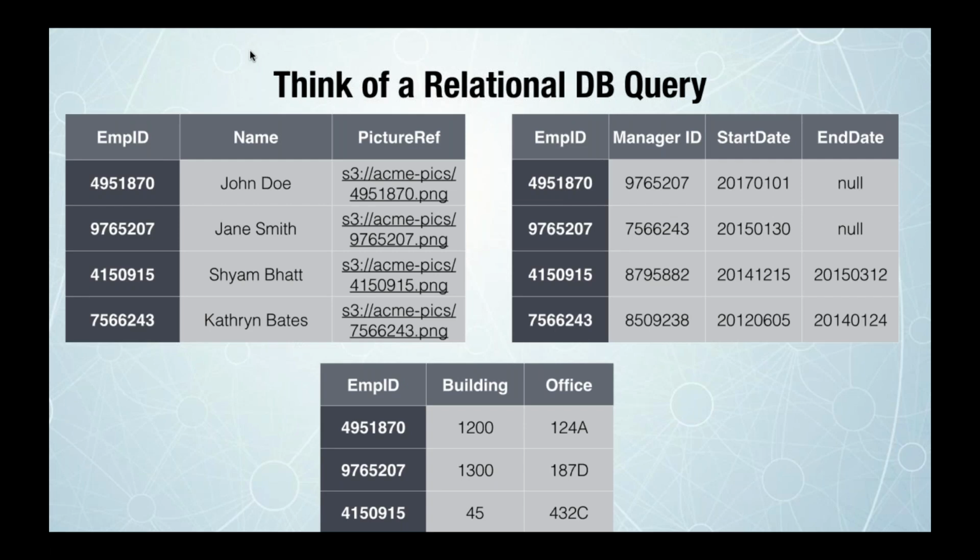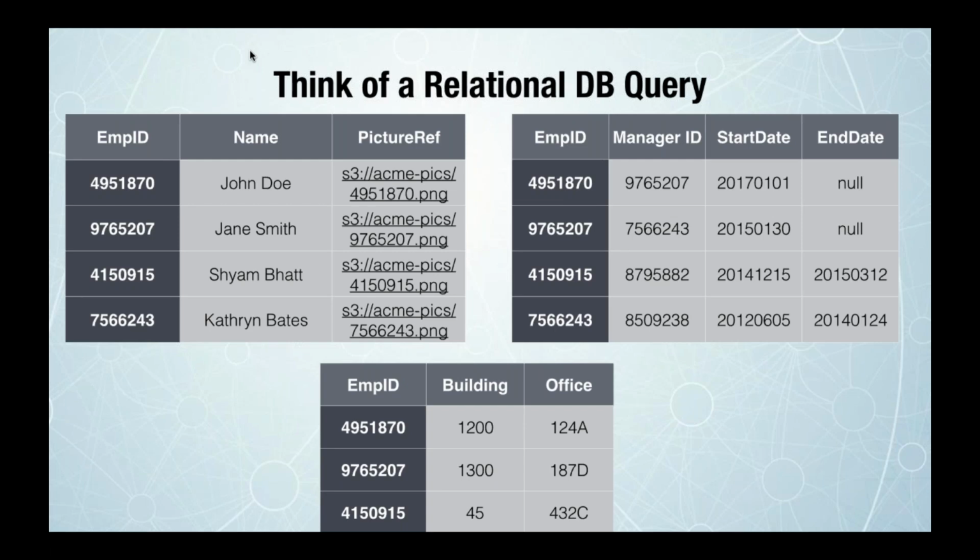And at the top right here, we have the reporting relationship of those employees, which does have a start date and end date, what employees report to what other employees. And at the bottom here, we have the location of those employees' offices, which also would have things like a start and end date. So we want to maintain that as a separate table.